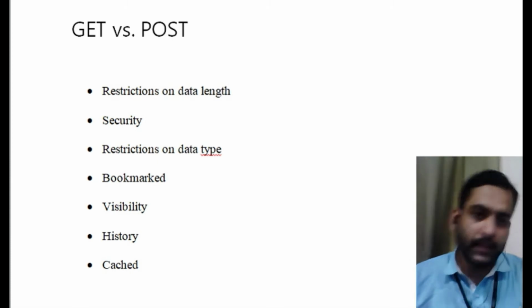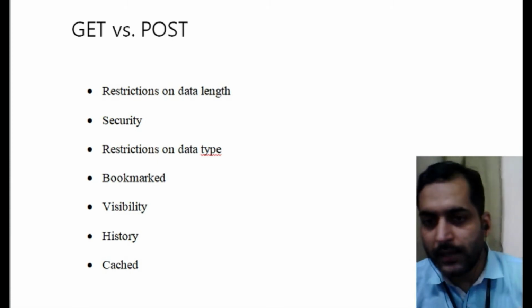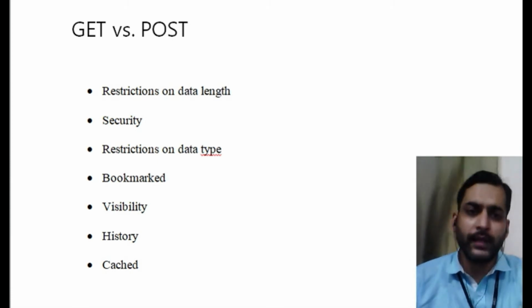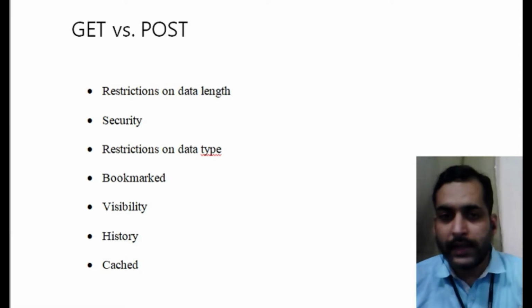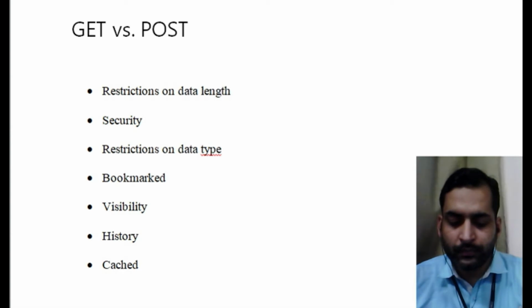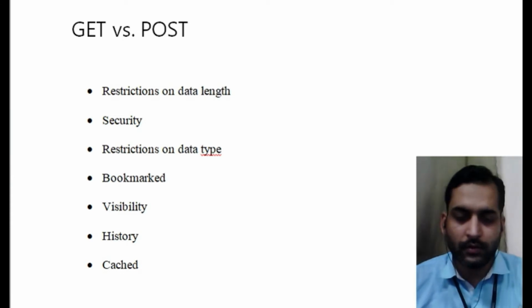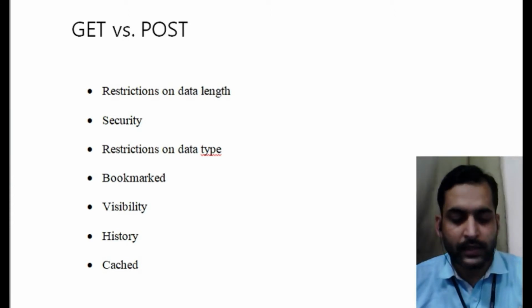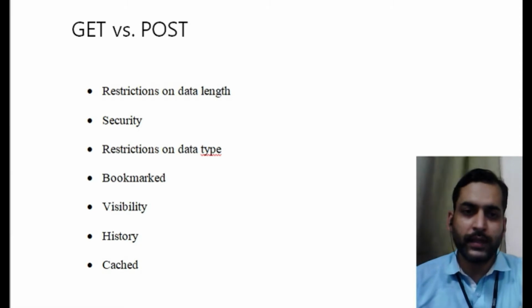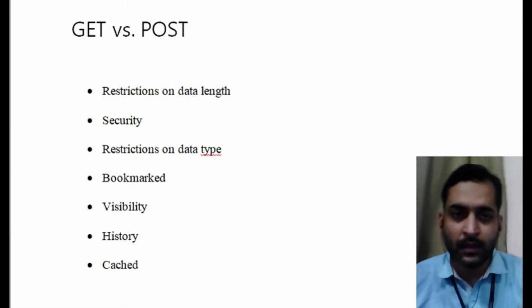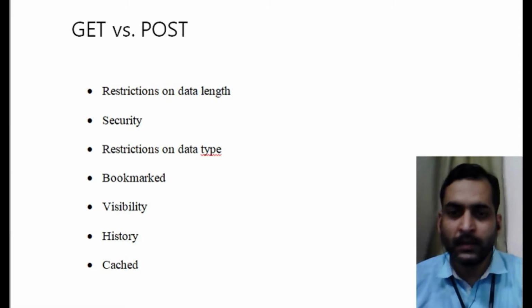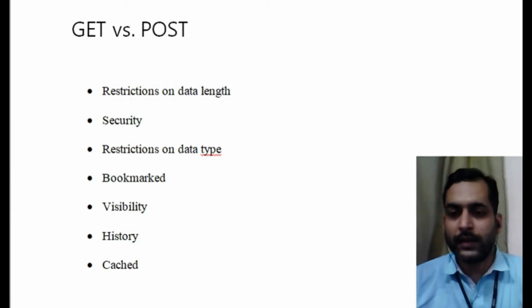The second one is the restriction on data length. See, the data we send to the get method is sent to the URL, and URL has limited size, so it cannot accommodate data more than a certain limit. So there is a size restriction. We cannot send large data using get, while post does not have any such restriction.